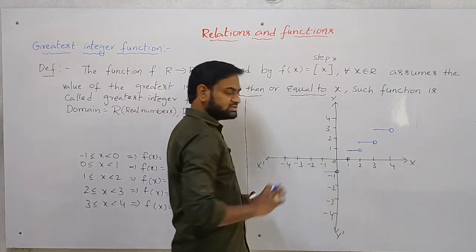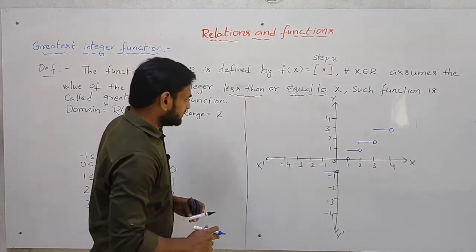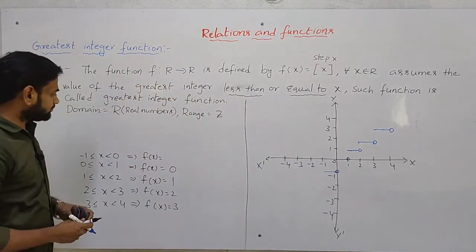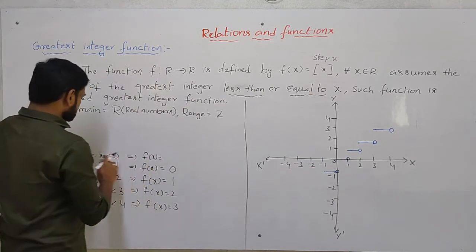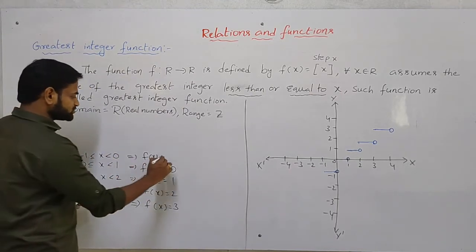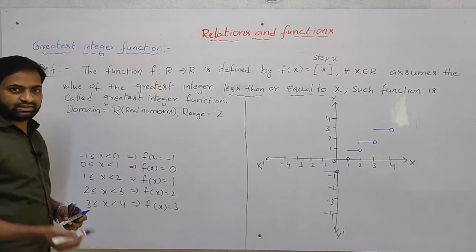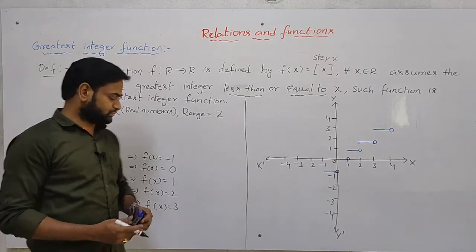For the 0, put a circle. Like that. Next. So this value is, in the minus 1 and 0, least value is minus 1. Always we have to take least value.